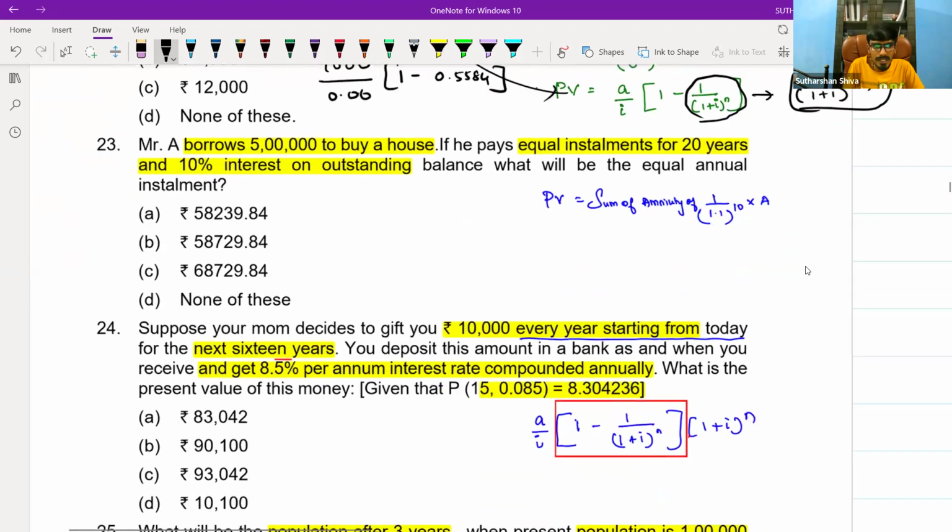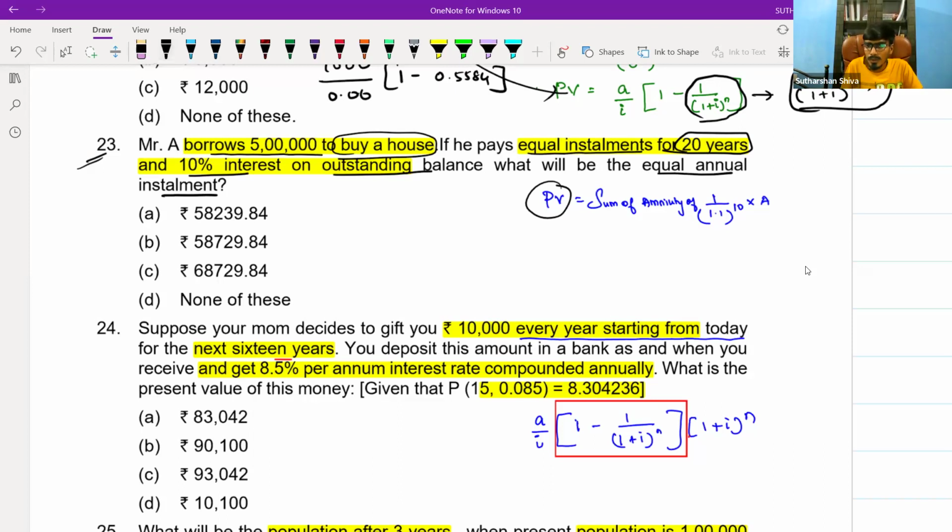Then question number 23. Mr. A borrows 5 lakh to buy a house. Fine, to buy a house. This is a borrowing problem. Borrowing problem means it is a present value. To pay in equal installments over 20 years at a 10% interest, the outstanding balance with an equal annual installment. It is 20 years, obviously. Okay, 10% interest for 20 years we are going to do.